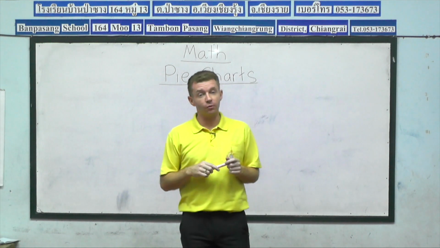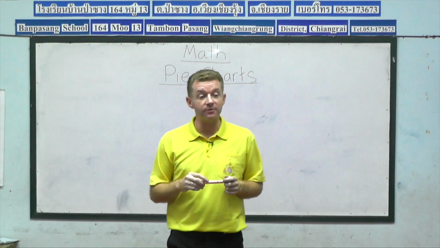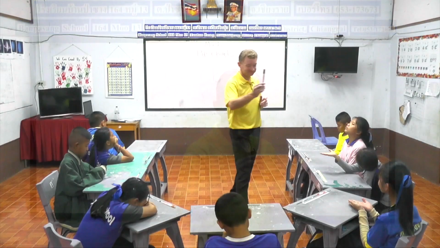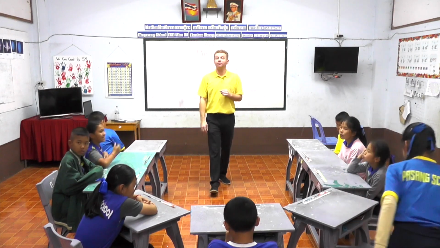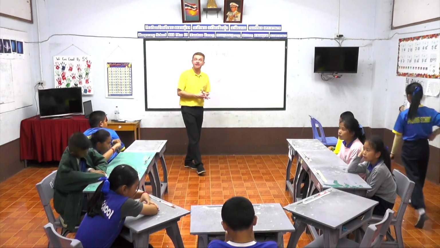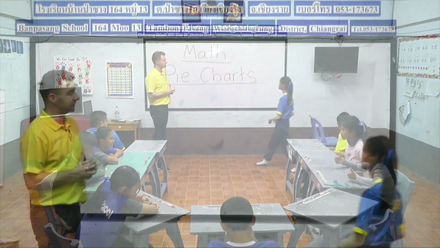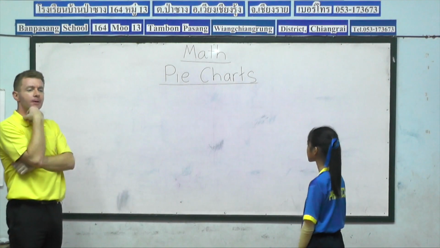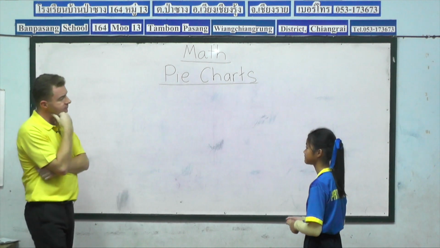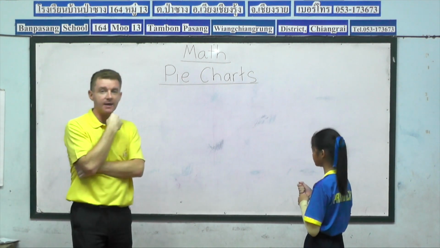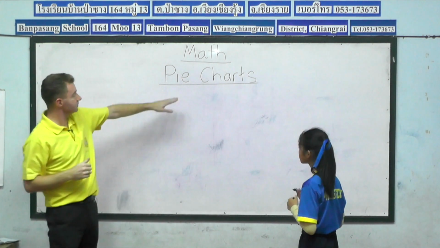So the first student I would like to invite to come forward and write the title is Dan. So Dan, here's your marker pen. Dan will come forward and give our pie chart its title. So let's see, what can we have a pie chart about, guys? What do you think, Dan? Favorite pets. Okay, so Dan will write the title at the top.